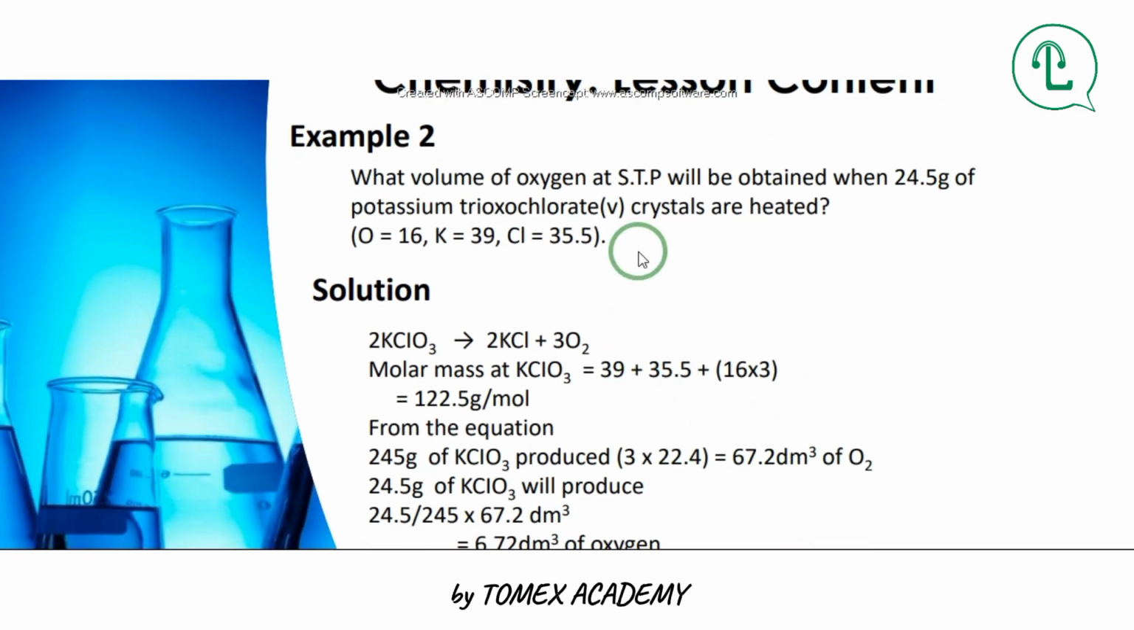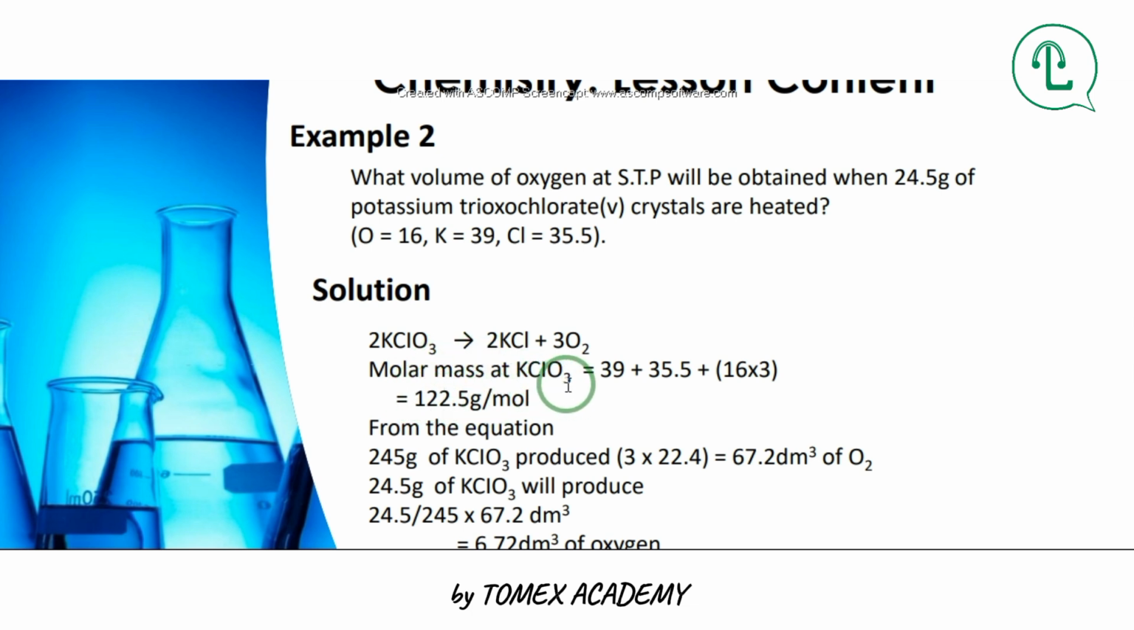Example 2. What volume of oxygen at STP will be obtained when 24.5 grams of potassium trioxochlorate 5 crystals are heated? Relative atomic masses are given as oxygen 16, potassium 39, chlorine 35.5. Solution. In this type of question, you have to write the equation of reaction correctly. 2KClO3 gives 2KCl plus 3O2. Now this equation of reaction is balanced.